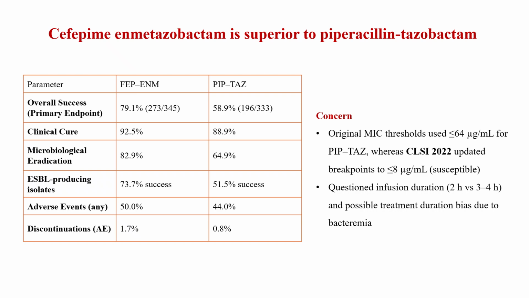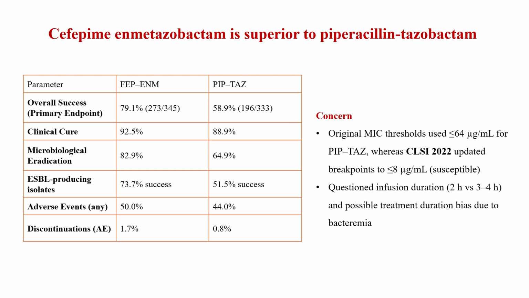So after the MERINO trial, there was a discussion: are we falsely labeling the resistant isolates to piperacillin-tazobactam as susceptible? So they have actually revised the clinical breakpoints for piperacillin-tazobactam. Initially, anything more than 64 used to be resistant for piperacillin-tazobactam. So they have brought down the clinical breakpoints. Only the isolates with a MIC of less than 8 are labeled susceptible. So piperacillin-tazobactam we should be giving only if the MICs are less than 8.